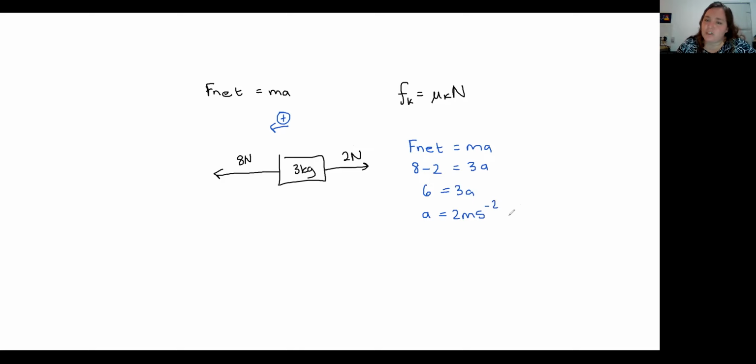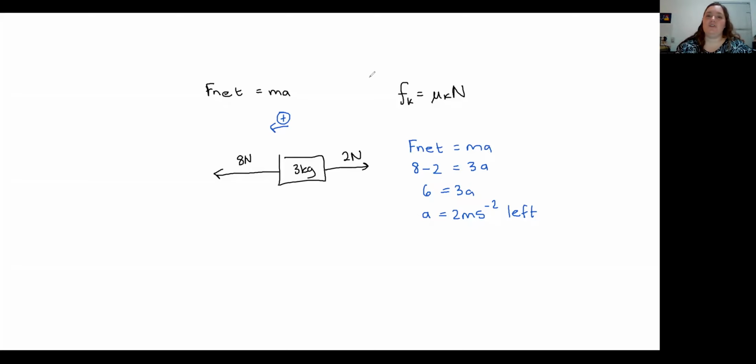My positive meant towards the left, so I can say that my acceleration is 2 meters per second squared towards the left. Once again, nice and easy. At this point, that means that all of you should be able to work out the resultant force, the acceleration, if we have a single resultant force or 2 opposite resultant forces with no friction. We're now going to start making this just a little bit trickier.